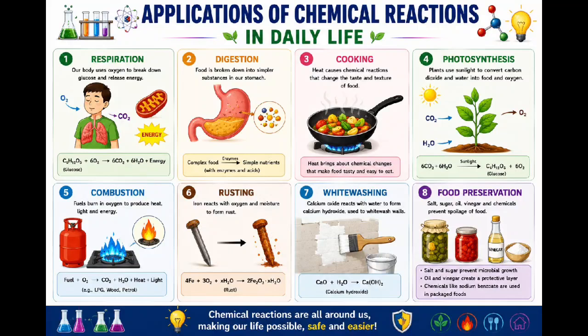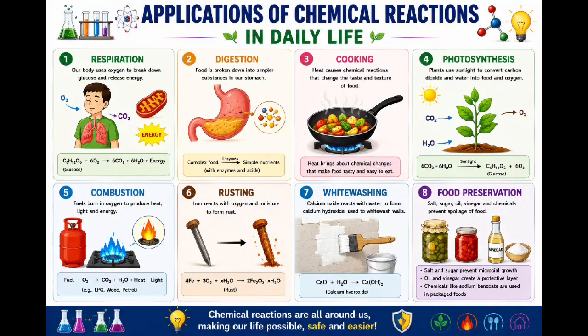Now look at rusting. When iron reacts with oxygen and moisture, it slowly forms rust. Rusting is an unwanted chemical reaction because it damages iron objects. We can prevent rusting by painting, galvanizing or coating the metal.